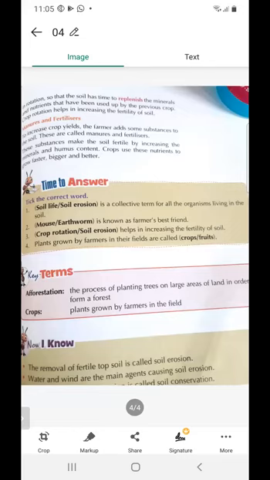You have to tick the time to answer answers in the book, and you have to write down the key terms in your fair notebook.